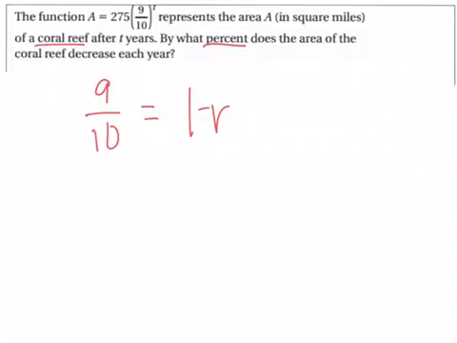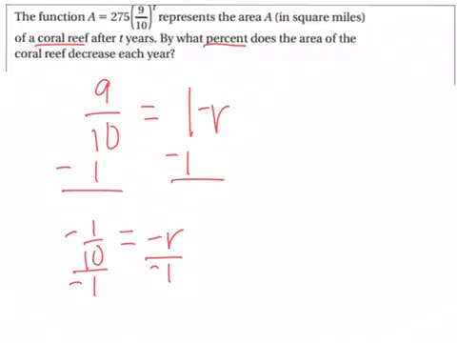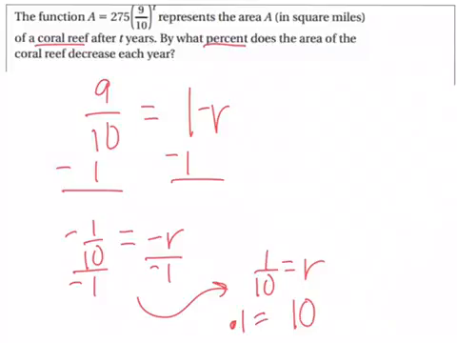So if I go ahead and start solving for r, or our rate, I'm subtracting 1 from both sides. I'm left with negative 1/10 equals our negative rate. So then I go ahead and divide by negative 1, and I'm left with a positive 1/10 as our rate. Another way to put it is 1/10 this way. That's also our rate, but we need to put it in a percent, which is 10%. So unfortunately, the coral reef decreases in area 10% each year.